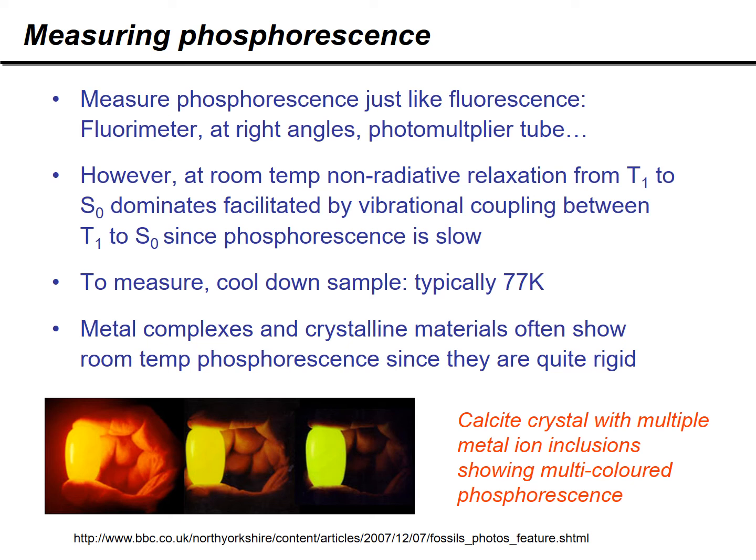So you measure phosphorescence just like you do fluorescence. You use a fluorimeter, you put the sample in, detection is at right angles with the photomultiplier tube, etc. Except what you do is, rather than continuously illuminate the sample, you just flash the sample with a bright burst of light and then measure the spectrum after that. Generally, to measure though, you have to cool the sample down. If you use a liquid nitrogen cryostat, you measure it down at 77 Kelvin. But metal complexes or crystalline materials which are very rigid, such as this calcite crystal, often show room temperature phosphorescence.